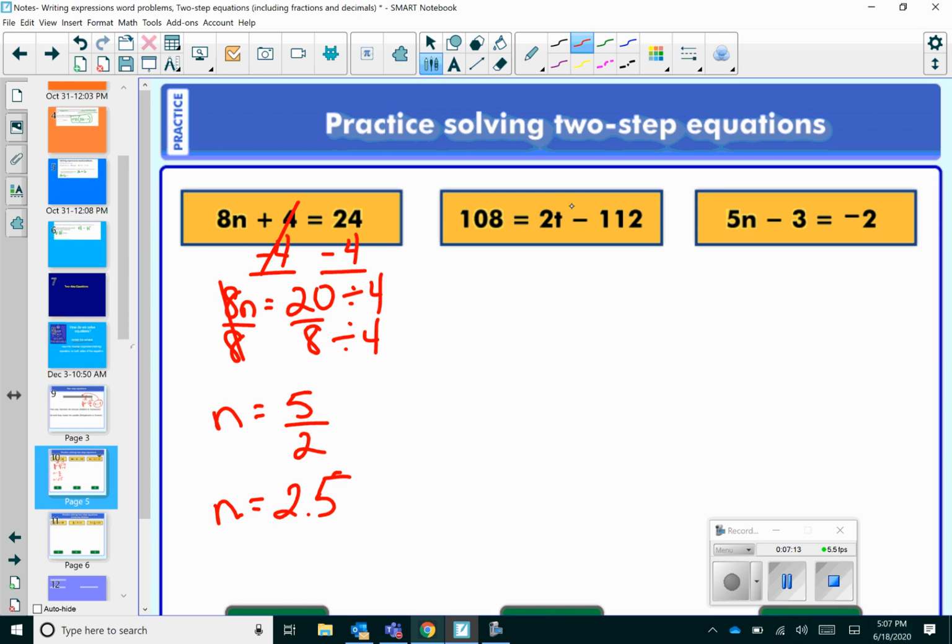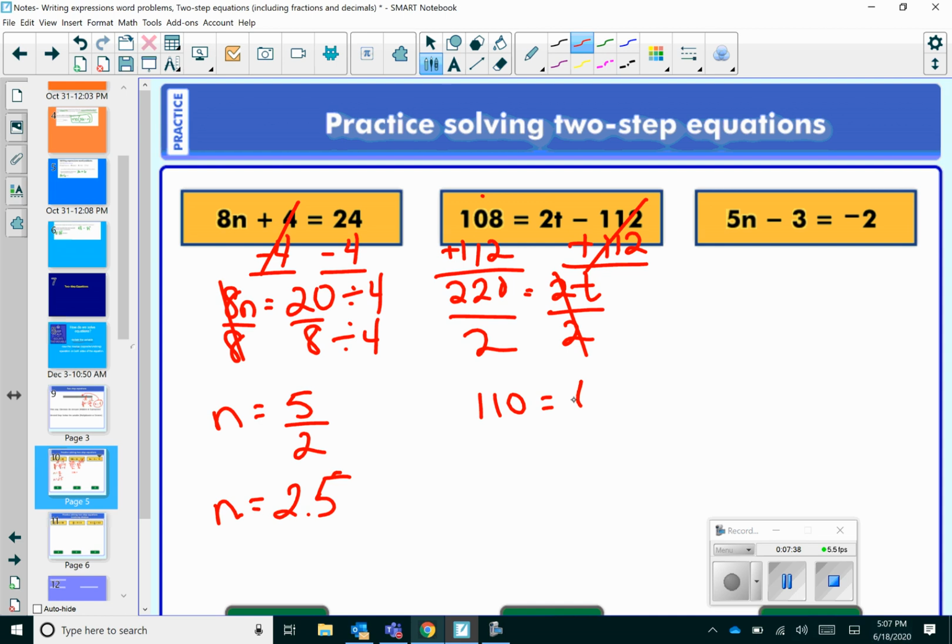Okay, here notice it's subtraction. So to get rid of my constant, I'm going to be adding. So I've got 108 plus 112, which gives me 220. We still have 2t on the right side, and now to get rid of my 2, I'm going to divide through by 2, and that's going to leave me with a solution of 110 equals t.